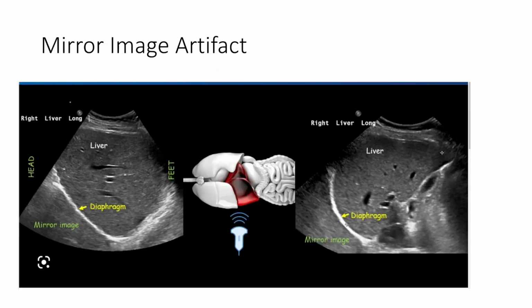Then we have mirror image artifacts. In mirror image artifacts, a strong reflecting surface is present. This is the liver, and this diaphragm acts as a strong reflecting surface, creating the effect of a mirror. As a result, the liver itself is seen here beyond the reflector. This mirror image of the liver is seen beyond the reflector, and this is called mirror image artifact. The diaphragm and liver parenchyma are the main example of this artifact.